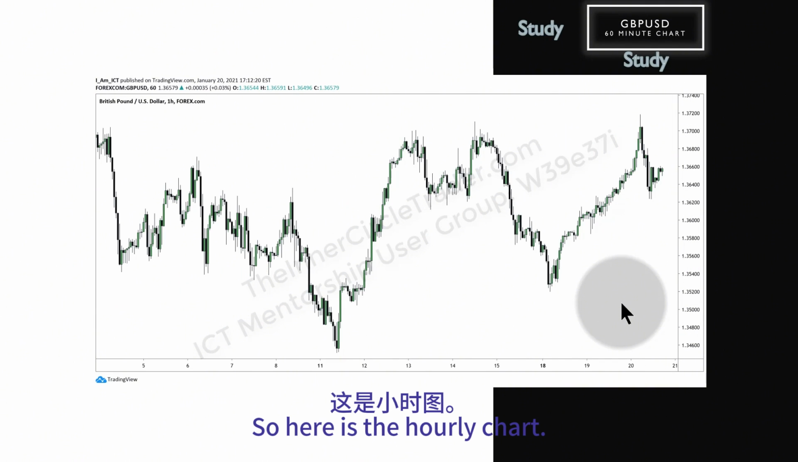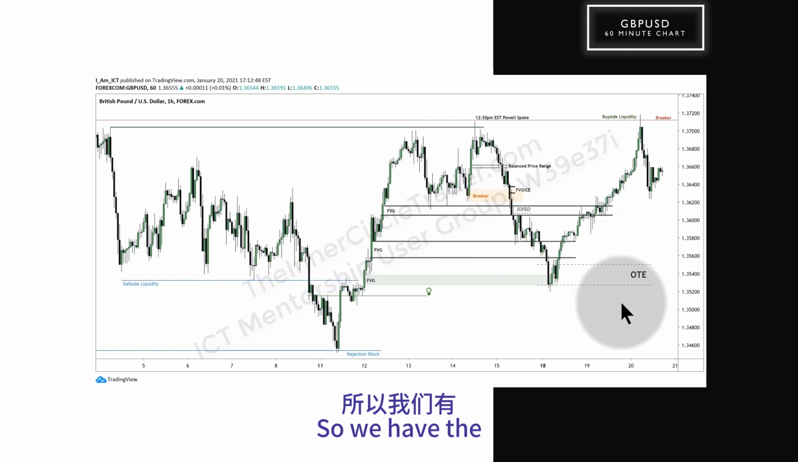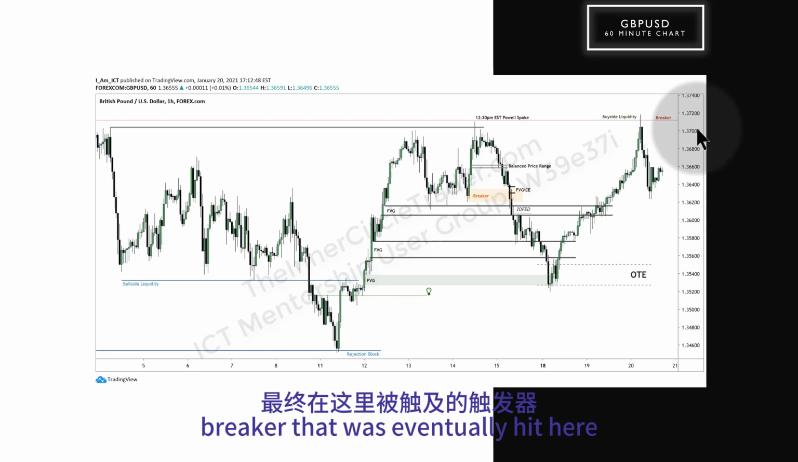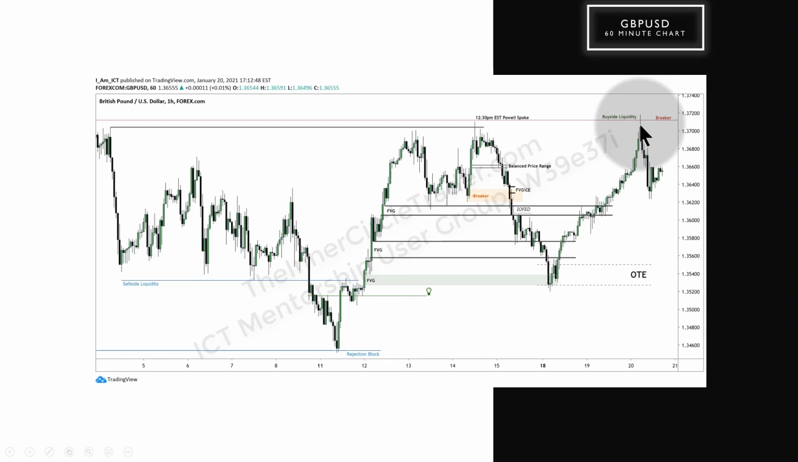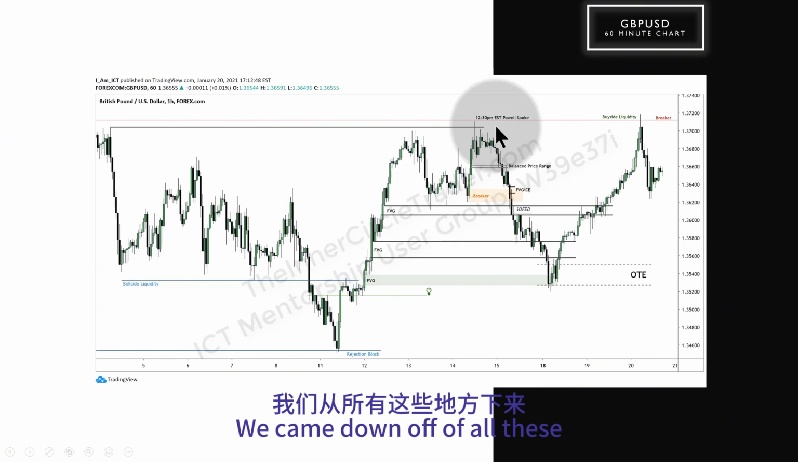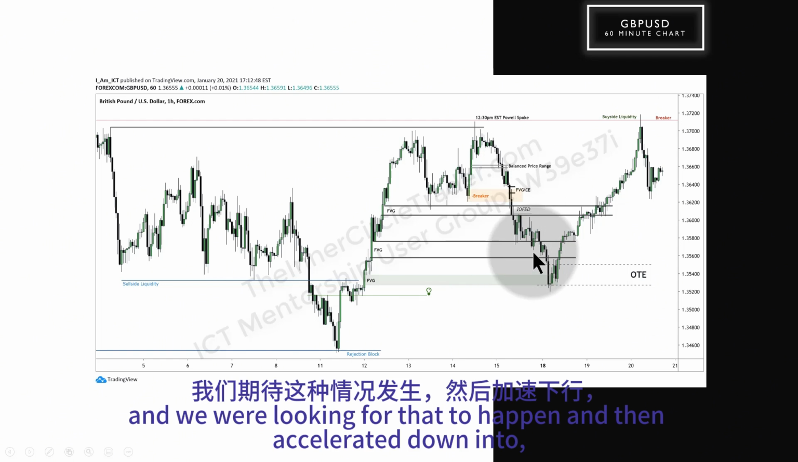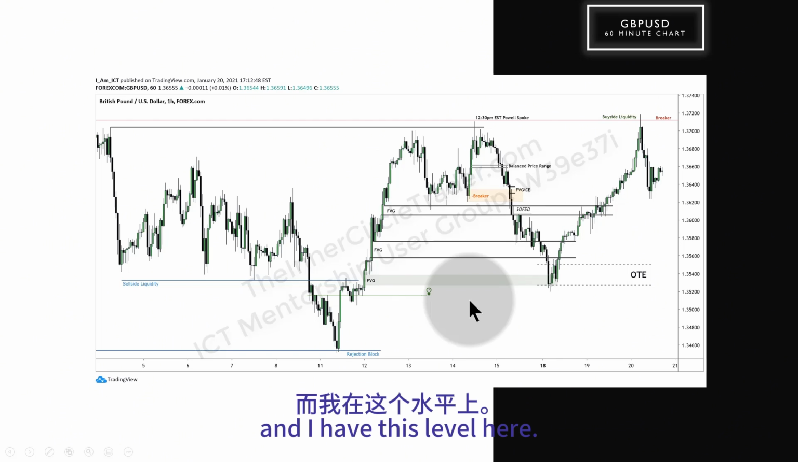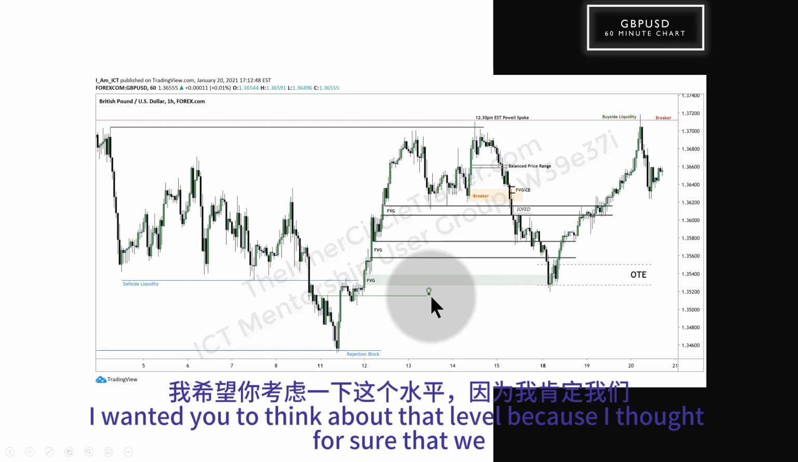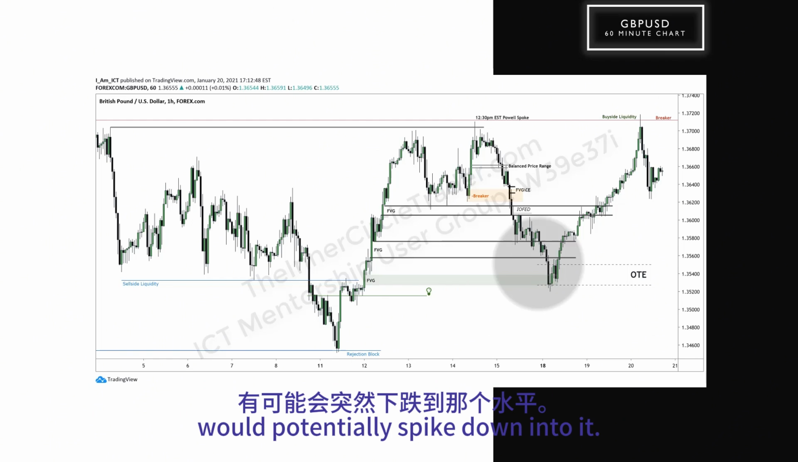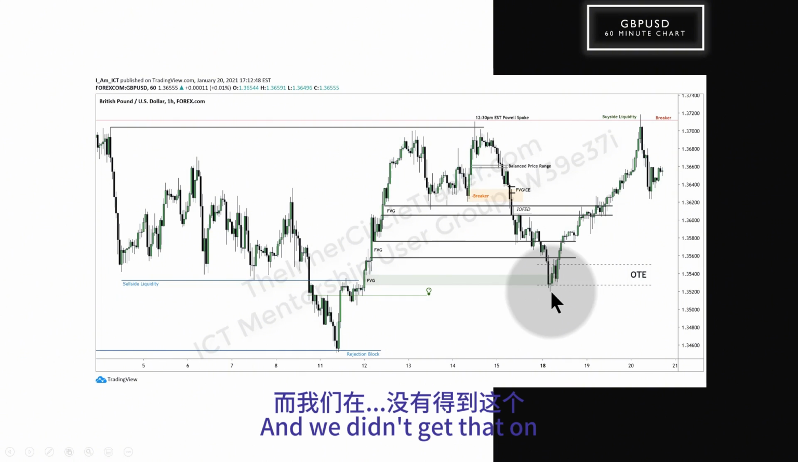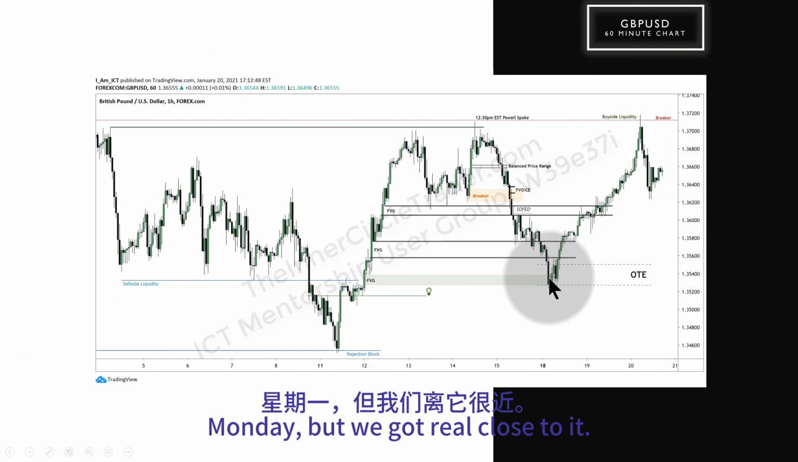All right, so here is the hourly chart. And again, if you're not ready, pause the video. Okay. All right, so we have the breaker that was eventually hit here prior to today's trading. We were over here. We came down off of all these premium arrays, traded into the fair value gaps, and we were looking for that to happen, and then accelerated down into, and I have this level here. I wanted you to think about that level because I thought for sure that we would potentially spike down into it. And we didn't get that on Monday, but we got real close to it.